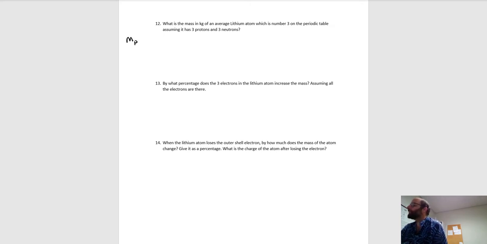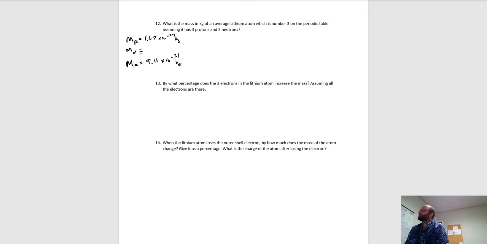The mass of a proton is 1.67 times 10 to the minus 27th kilograms. And the mass of a neutron is approximately the same. To three significant figures, it does not change, so you can use basically that same value. And the mass of an electron is 9.11 times 10 to the minus 31st kilograms.